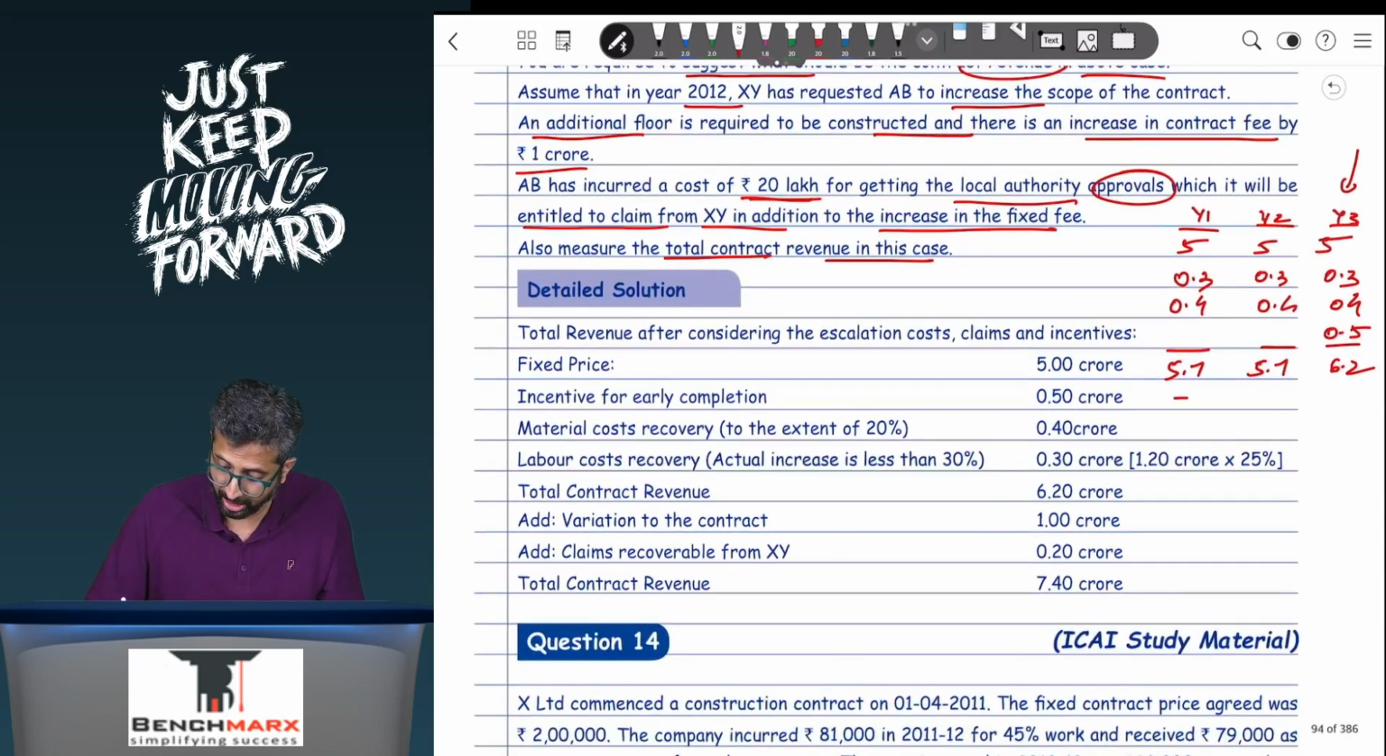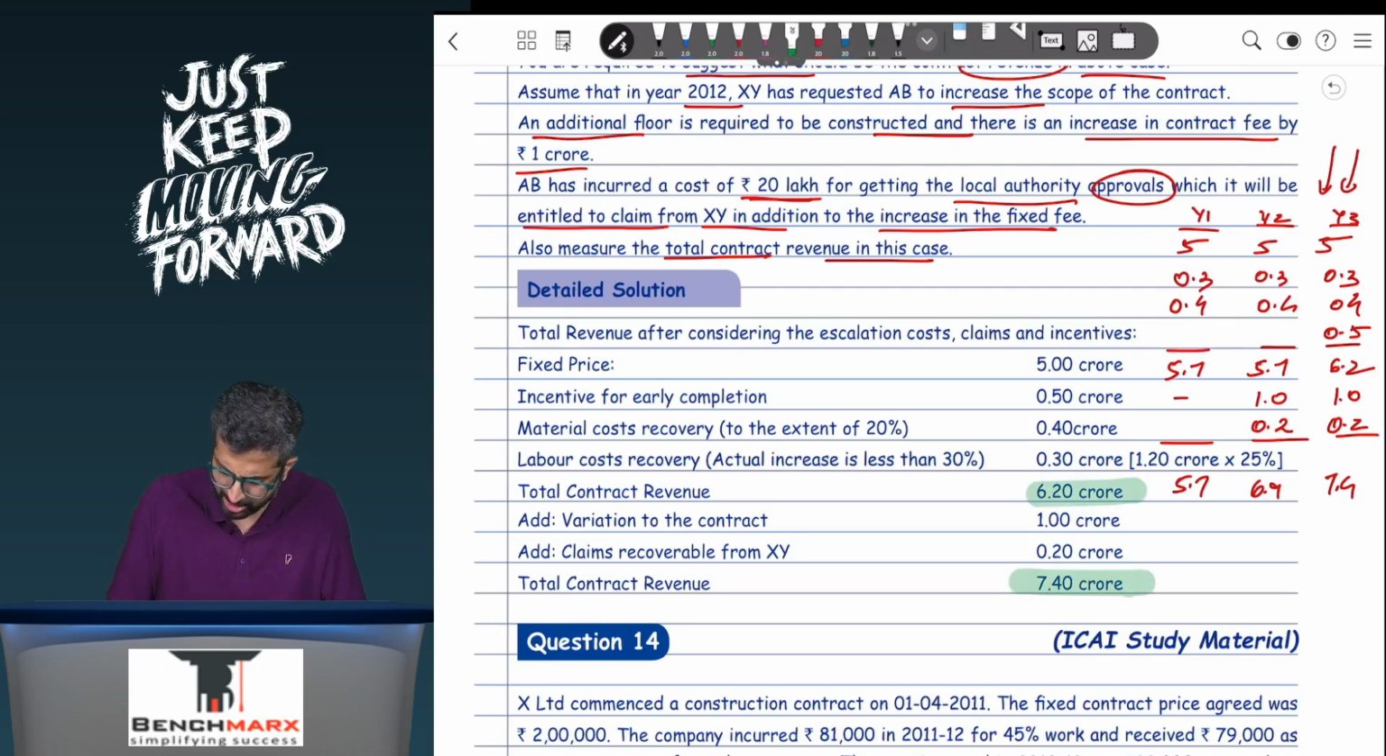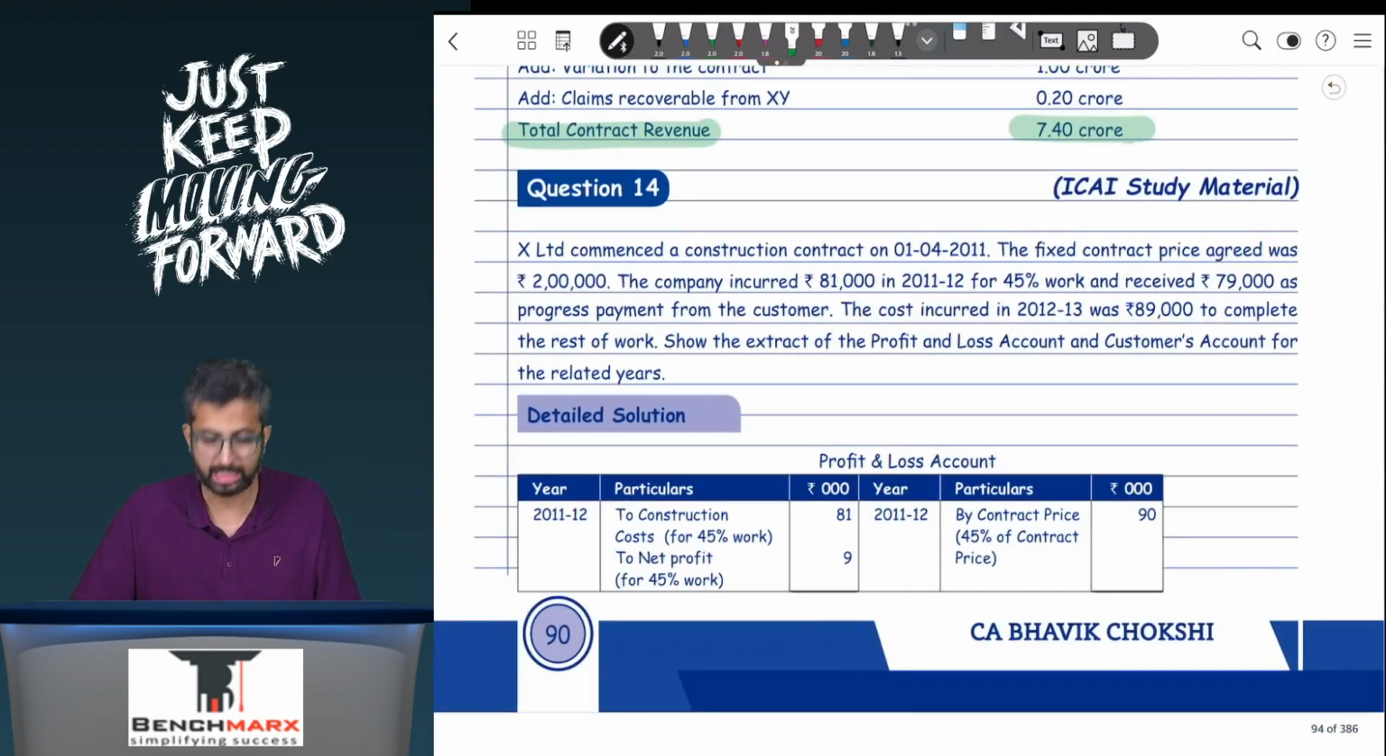In such a case, in the second year, you will add 1 crore and also 0.2 crores because you can claim that reimbursement. Same is also going to be considered in the third year, and as a result, if I had to find the total estimated revenue, in the first year it will be 5.7. In the second year, probably this will be 5.7 plus 1 plus 0.2 comes to around 6.9, and in the last year, it will come to around 7.4. ICAI has directly taken the final contract revenue, 7.4 and 6.2. Though if I have to do the journey for the other years as well, we have shown how it will be done for the other years. An interesting question. Next, you will go to question number 14.